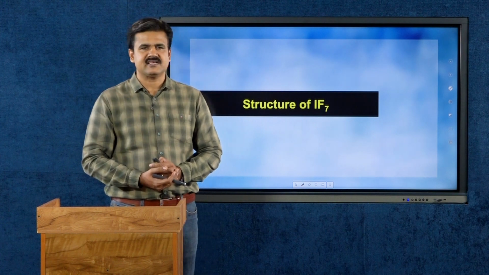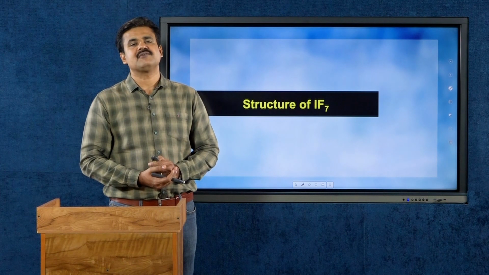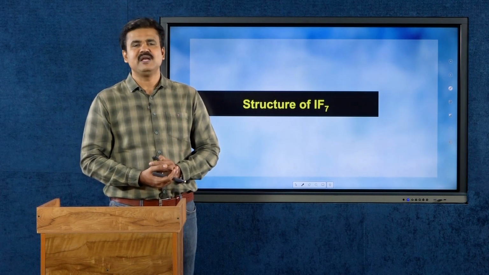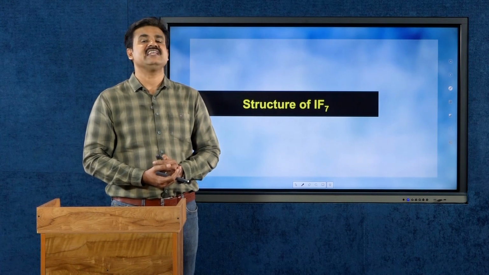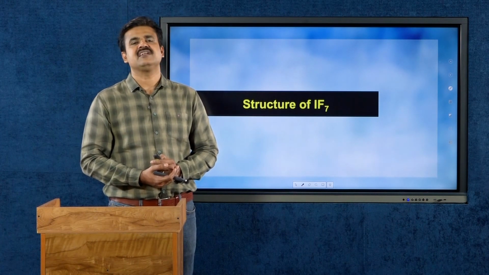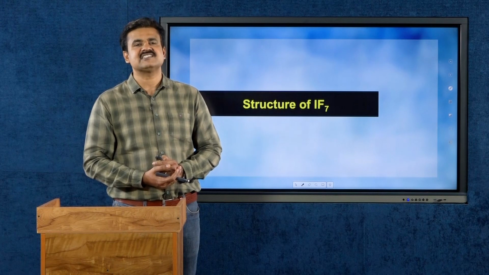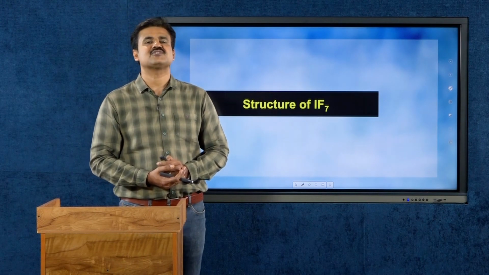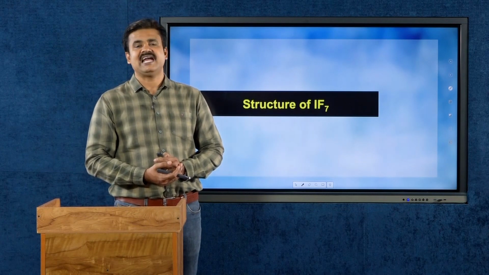Now we are taking the structure of IF7. We are now exclusively discussing the structure of iodine heptafluoride. It should be noted that iodine heptafluoride is the one and only molecule belonging to the AX7 type interhalogen. The reason is that iodine is the biggest reactive halogen and fluorine is the smallest reactive halogen. So when iodine and fluorine combine, iodine can extend its valency up to 7, which results in the formation of iodine heptafluoride. Now we are discussing the detailed structure of iodine heptafluoride.